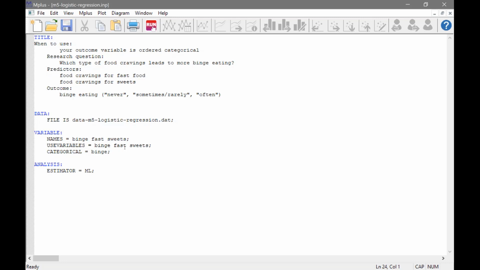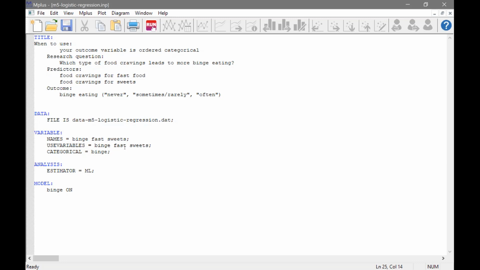And finally, you would have to type out the model. In this case, we have two regression paths. One from fast food cravings to binge eating, and the other from sweet cravings to binge eating. You can write it one per line, and don't forget it's always outcome regressed onto the predictor. So you would say binge on and put a predictor here.